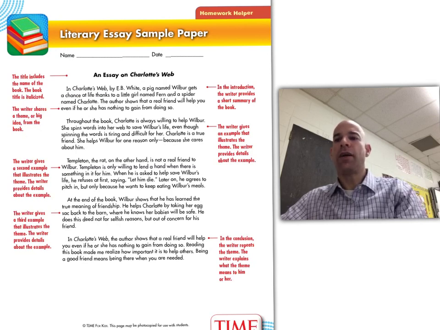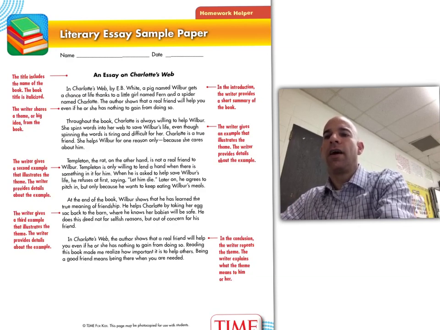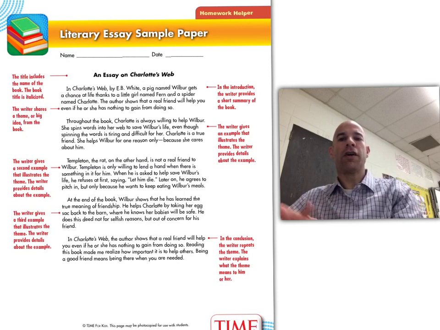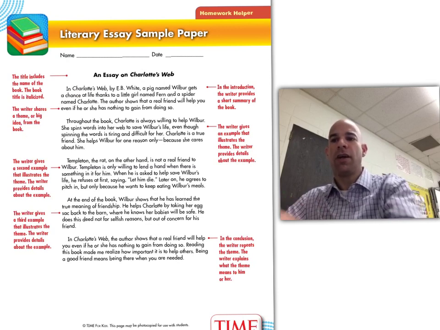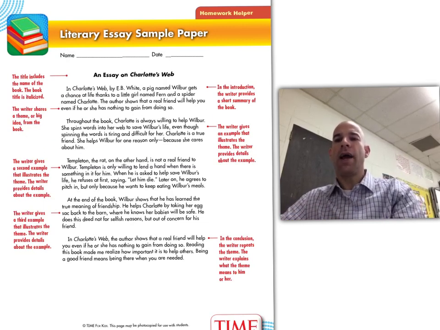Now if we move on to the second paragraph, you're going to notice that this is where you're going to put in your evidence. Your evidence has to back up your thesis. So I'm looking here at my second paragraph, and I'm going to make sure that the evidence I used backs up my thesis. So throughout the book, Charlotte is always willing to help Wilbur. She spins words into her web to save Wilbur's life, even though spinning the words is tiring and difficult for her. Does that back up being a good friend?